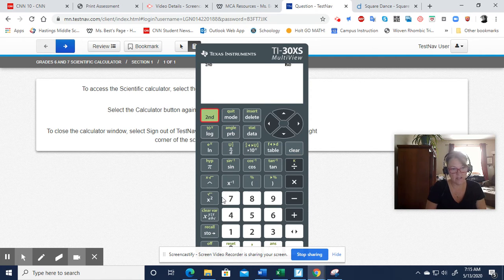Press second and this button to give you the square root symbol. You have to do that before you put the number inside. 196, hit equals, exactly 14.